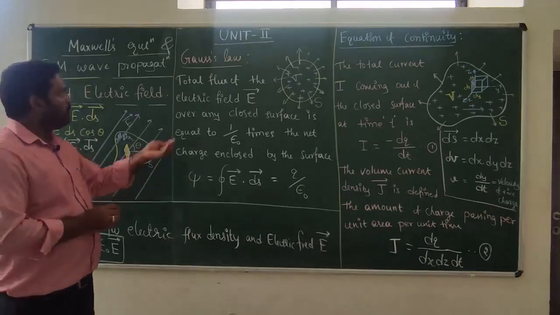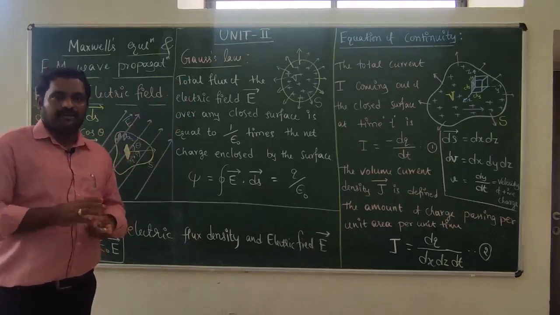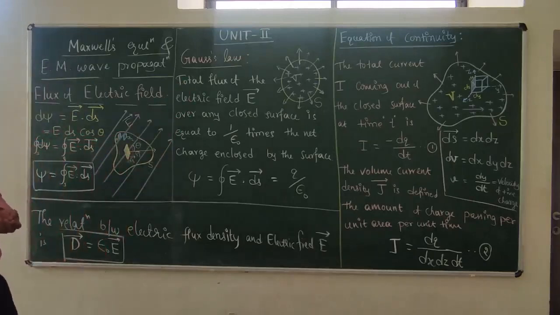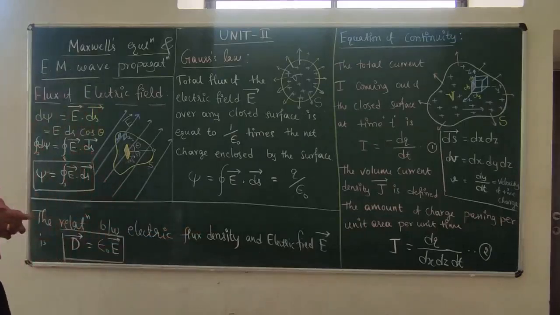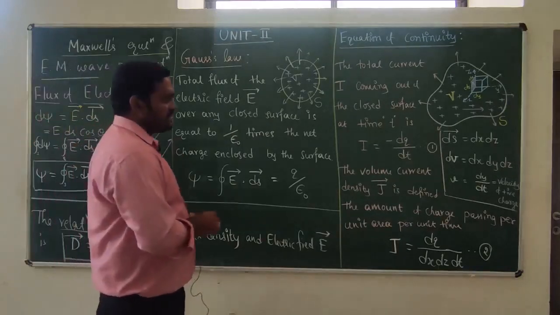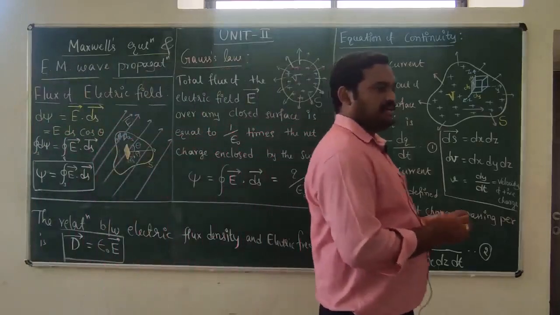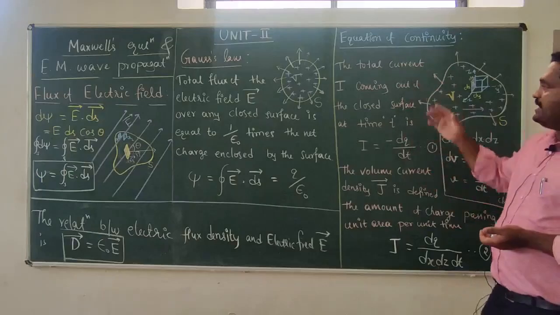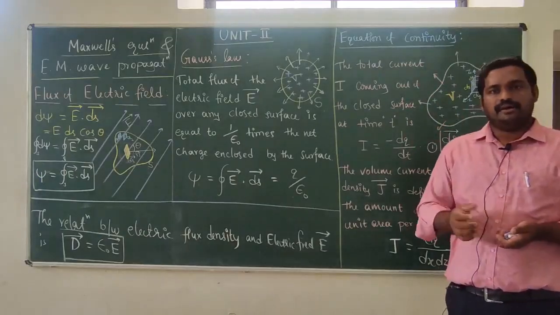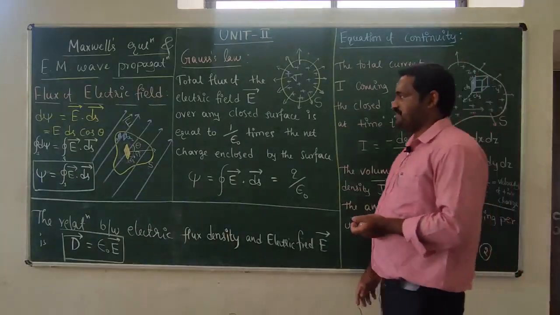The second important point is Gauss law. What is Gauss law and how can we give Gauss law mathematically? The third important point is the relation between electric flux density and electric field E. After these three points, we will start the first content in this unit, that is equation of continuity, or else law of conservation of charge.